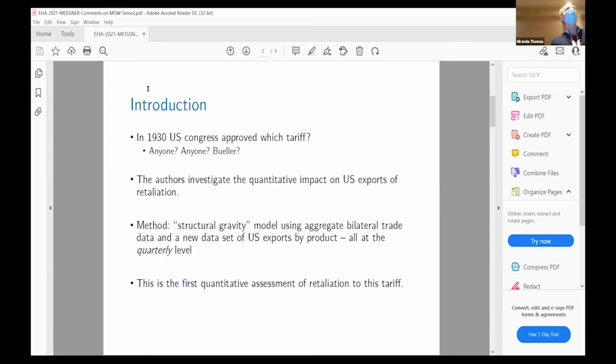So first I have to put in the obligatory joke and reference to Ferris Bueller's Day Off. Of course, everyone can't hear me. Take my mask off. All right, I'm happy with that. So everyone knows this tariff because it's been made famous in the classic movie Ferris Bueller's Day Off. But Mitchener, Wandschneider, and O'Rourke have improved on it with a quantitative investigation of retaliation to this notorious tariff using state-of-the-art methods.